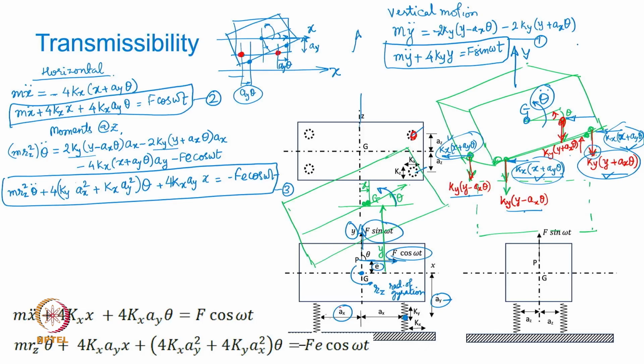And then what is the natural frequency? Py, if I define it for the vertical motion, I can set this external force to 0, and then it will be m y double dot plus 4 ky y equal to 0, which gives you the natural frequency square root of 4 ky by m. That's the natural frequency of the system.